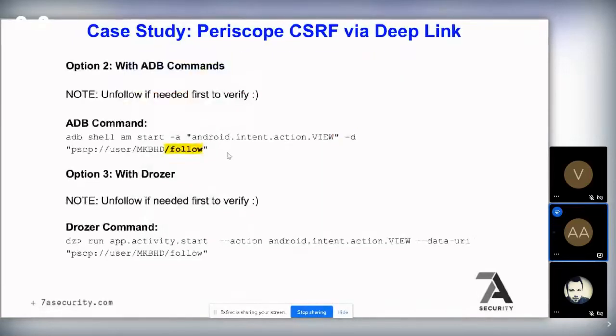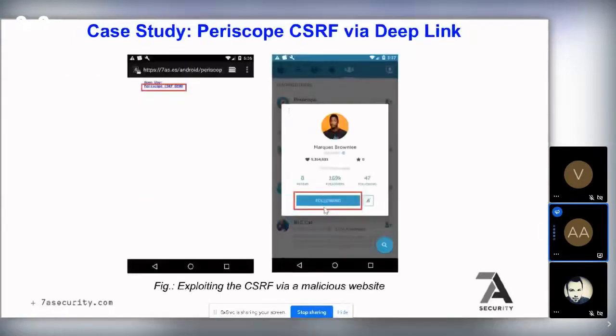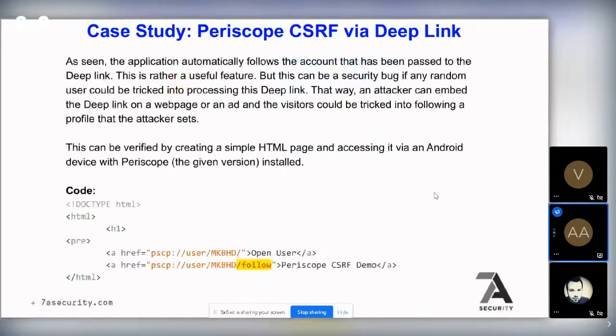And then if you do it with ADB and then /follow at the end, this will also follow the guy. And then if you do it from browser, it's again the same thing with the /follow. And then from the HTML page, it is the same thing, but in this case, we will click on Periscope cross-request forgery demo, and then you will see that we follow this person as well, right?